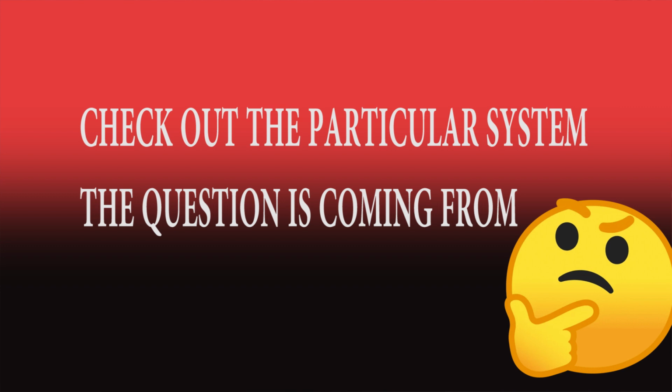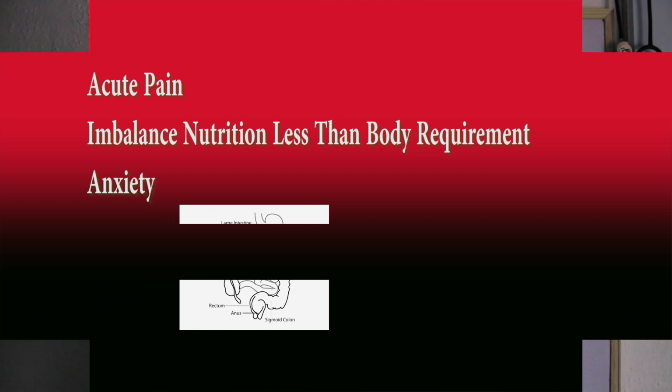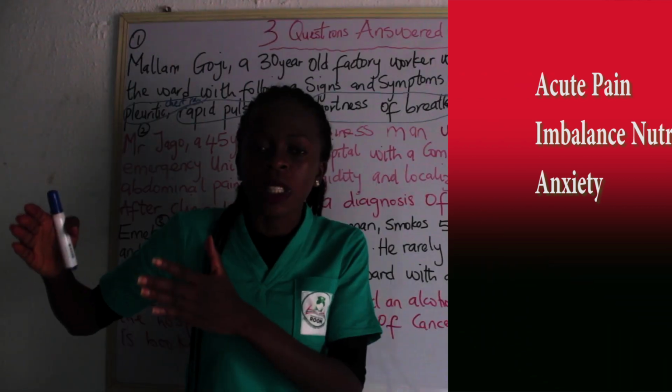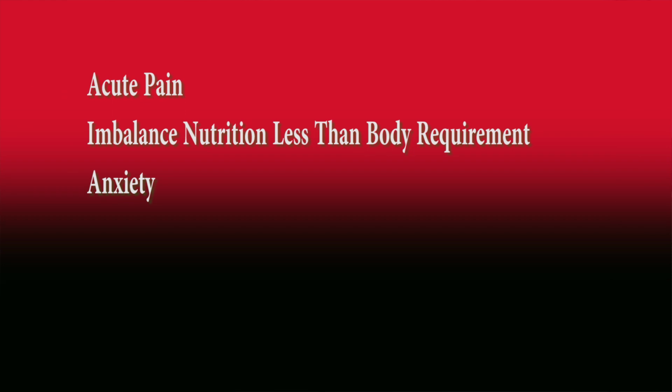And for those that have not watched the summary of the digestive system, it usually has similar diagnoses like acute pain, imbalanced nutrition less than body requirements, and also anxiety. So these are the nursing diagnoses peculiar to the digestive system. There are also other nursing diagnoses peculiar to other systems. So the first question you ask yourself is, are the signs and symptoms given? If not, is it an inflammatory condition? If not, which system is this question coming from?